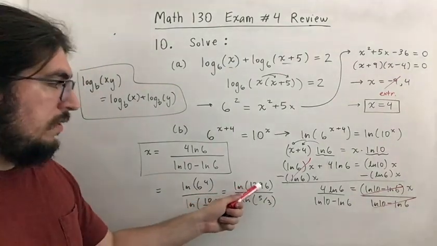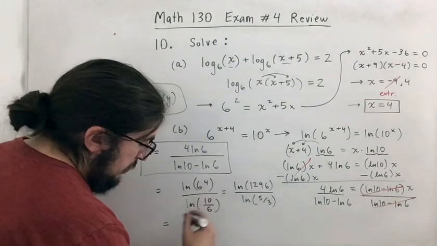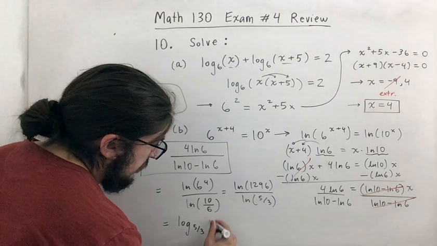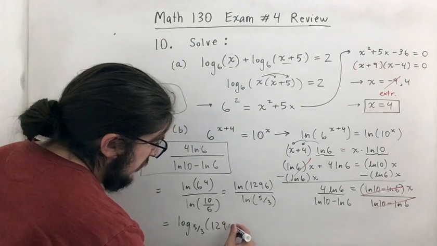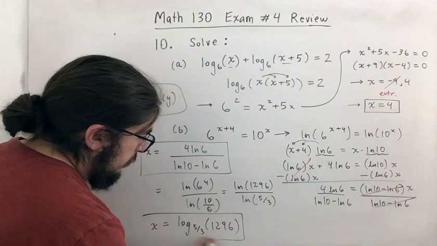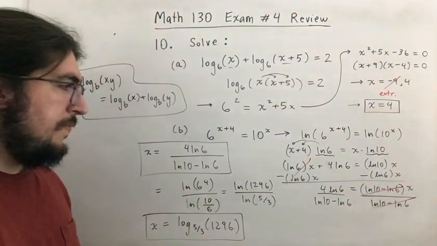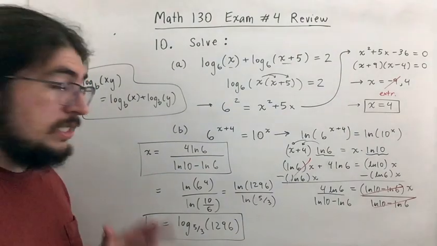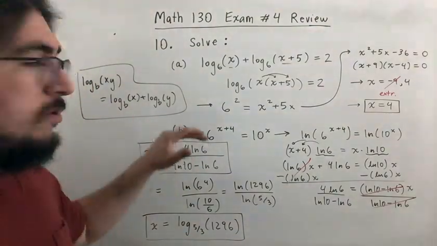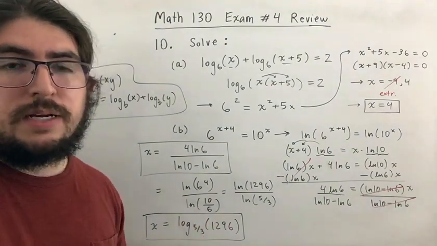So ln of 1296 over ln of 5/3 is equivalent, by change of base formula, to log base 5/3 of 1296. So this is another alternative form for x, which I think is nice and probably the best way of simplifying this. Now, as a bonus, on the next screen, I'm going to redo this problem in a different way that'll give us this answer basically right away. So let's take a look at that right now.